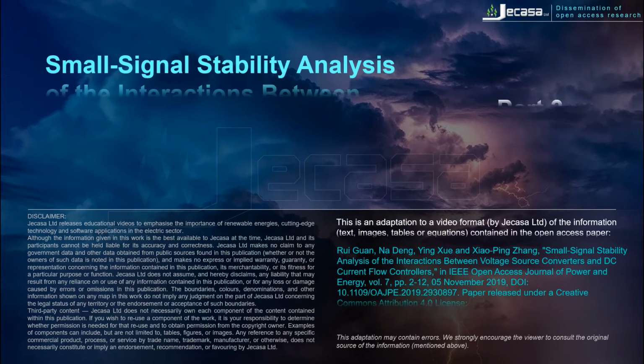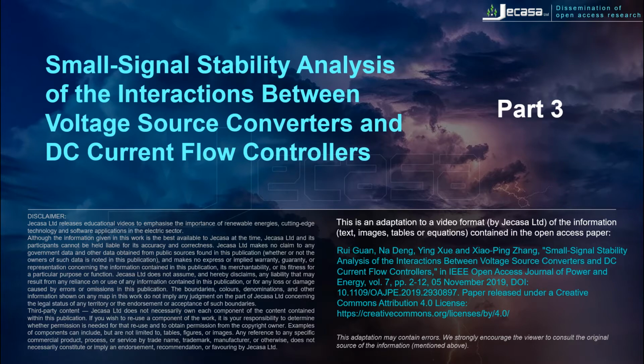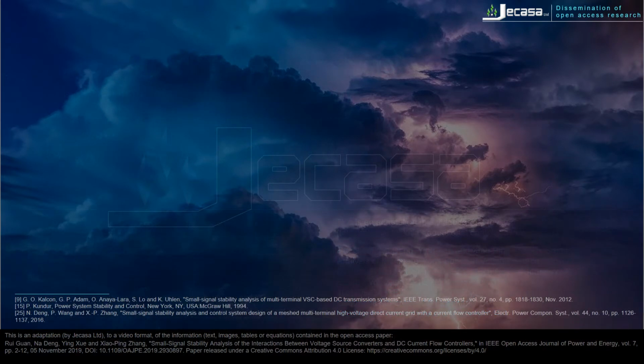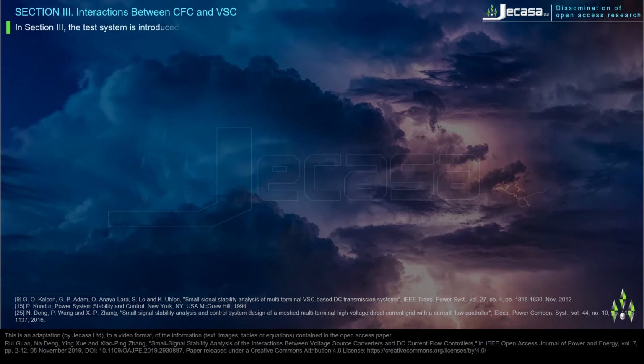Small signal stability analysis of the interactions between voltage source converters and DC current flow controllers. Section 3: Interactions between CFC and VSC. In Section 3, the test system is introduced.